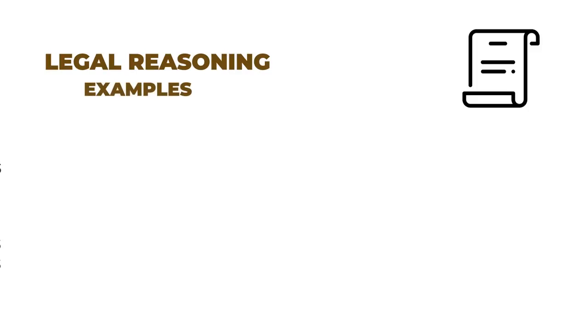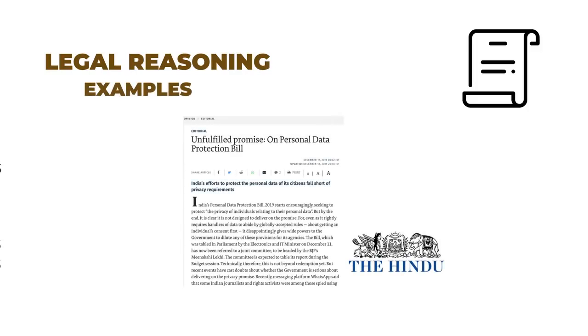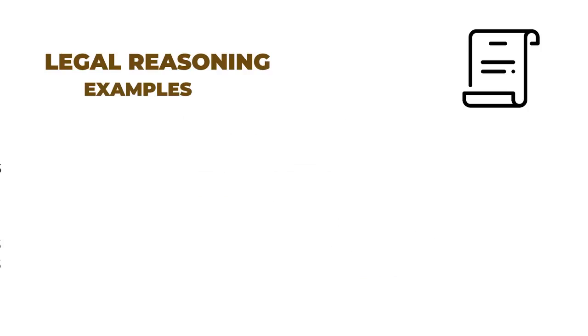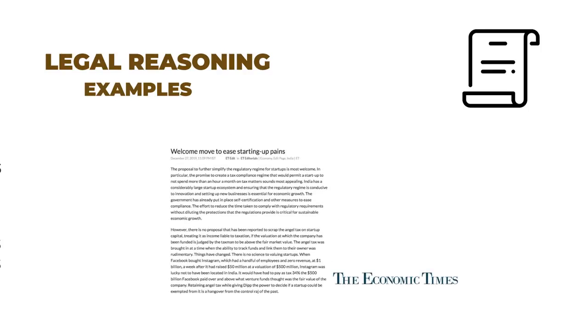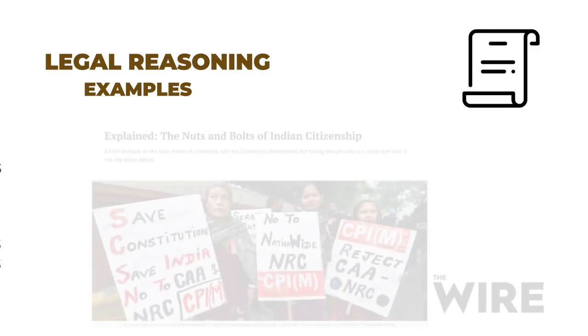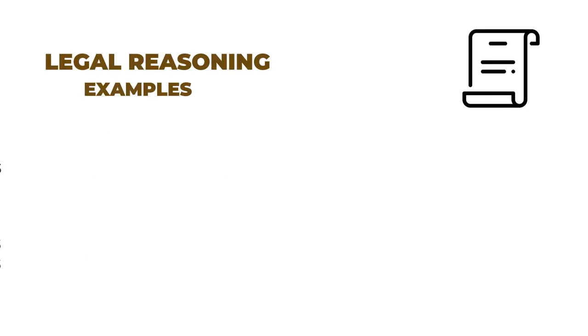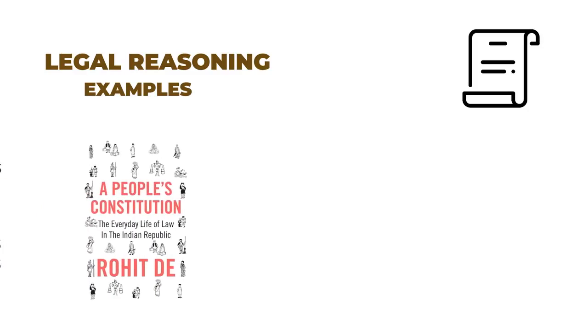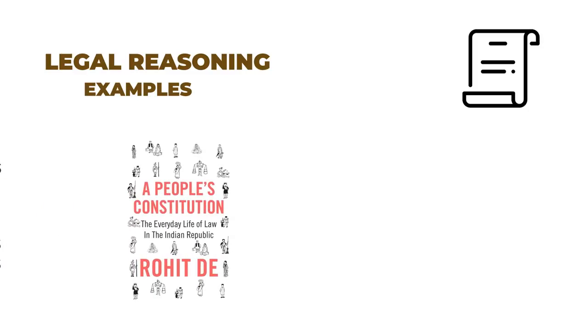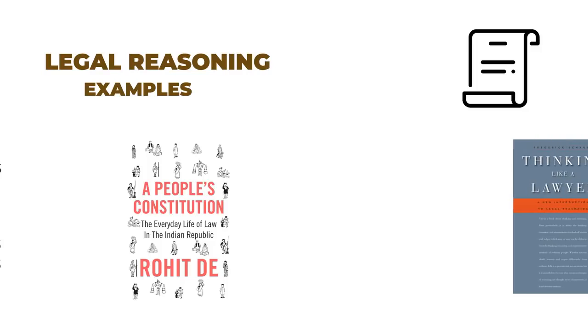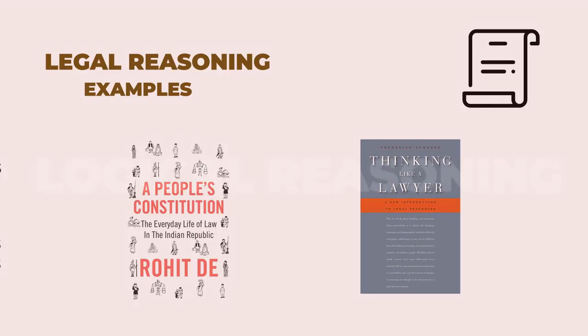Examples of sources for the questions can include editorials and opinions like Unfulfilled Promise on Personal Data Protection Bill, an editorial published in the Hindu, Welcome Move to Ease Starting Up Pains, an editorial published in the Economic Times, or What is Citizenship by Shruti Jain, taken from The Wire. Sources could also include books like A People's Constitution by Rohit Dey or Thinking Like a Lawyer by Frederick Shaw.